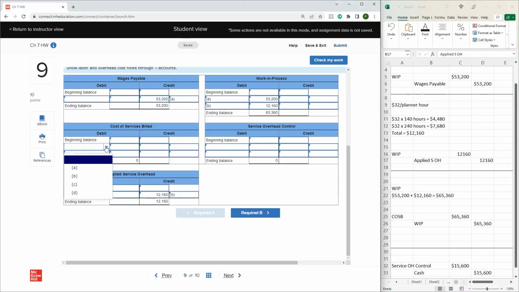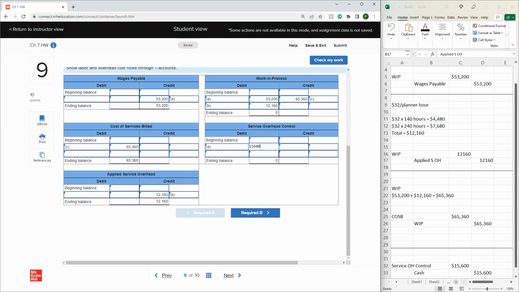And then for D, we have a debit to service overhead control for $15,600. Now we don't have a cash account or any other type of payable account to credit at the moment, so we'll just leave this right here, just doing this first half of the entry.